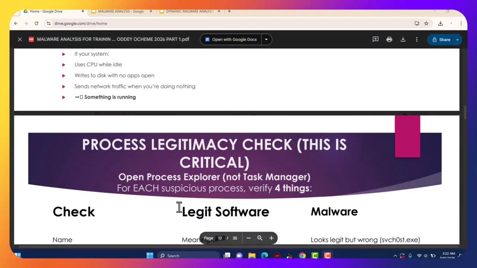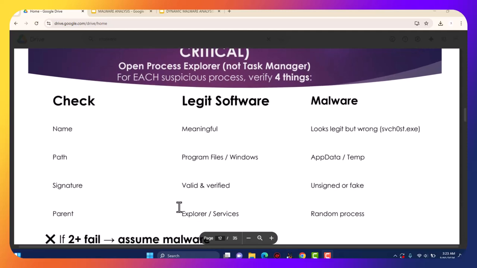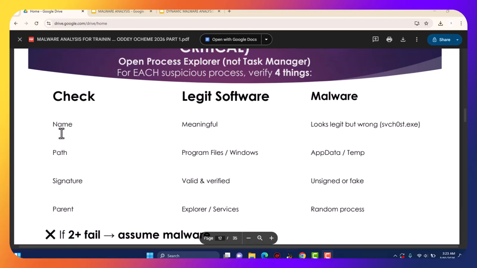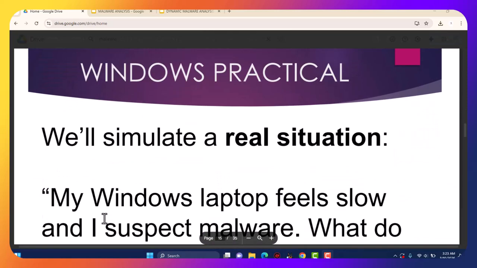So now there are places you need to check for legitimate software. When you are checking, one, you are checking for the name. These are what you look at for: name, path, signature, parent. But then we look at that in a what? In a dynamic what? Analysis.